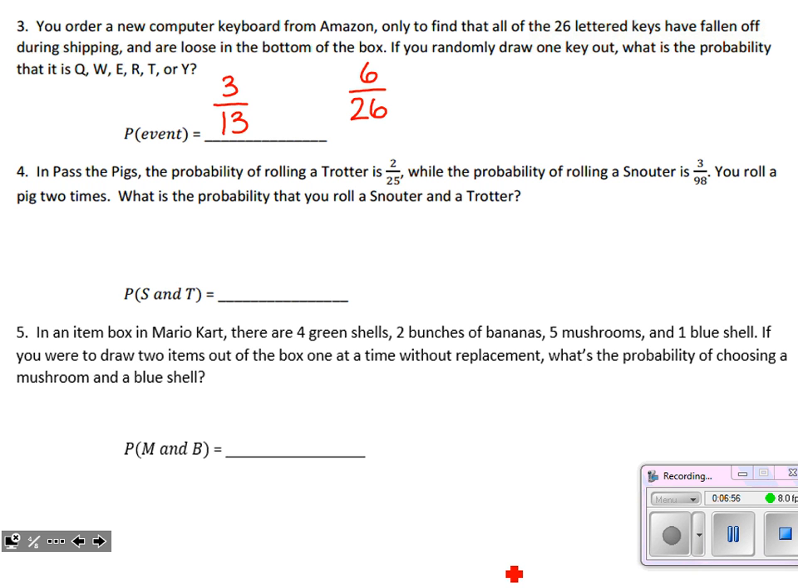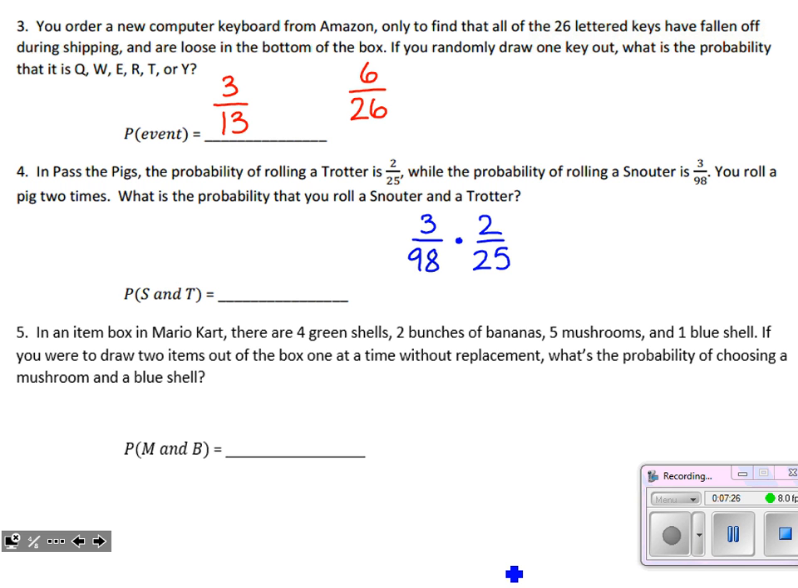Number 4, when we played Pass the Pigs in class, we found the probability of rolling a trotter with one pig was 2 out of 25, while the probability of rolling a snouter was 3 out of 98. You roll a pig 2 times. What is the probability that you roll a snouter and a trotter? Okay, well, here's an and, so we've got independent events. So rolling a snouter is 3 98ths, and times rolling a trotter is then 2 25ths.